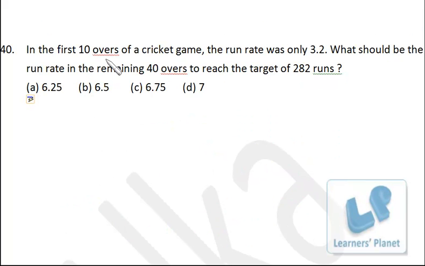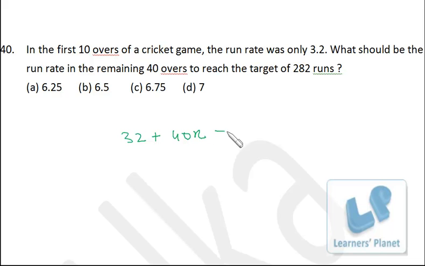Now this problem. In the first 10 overs of a cricket game, the run rate was only 3.2. What should be the run rate in the remaining 40 overs to reach the target of 282 runs? So in the first 10 overs, the total runs scored are 10 into 3.2, 32. Then I assume in each coming over, x runs are being made. So total 40x runs. So 32 in the first 10 overs, 40x runs in the next 40 overs, x runs per over.